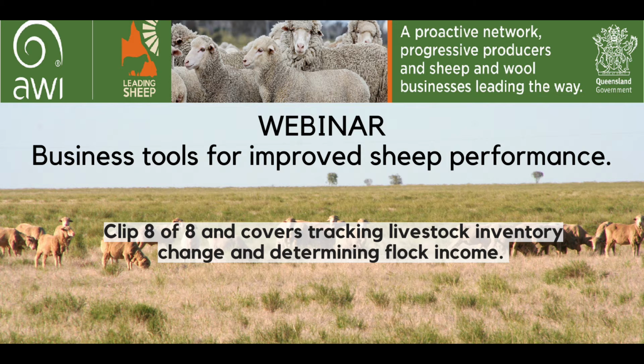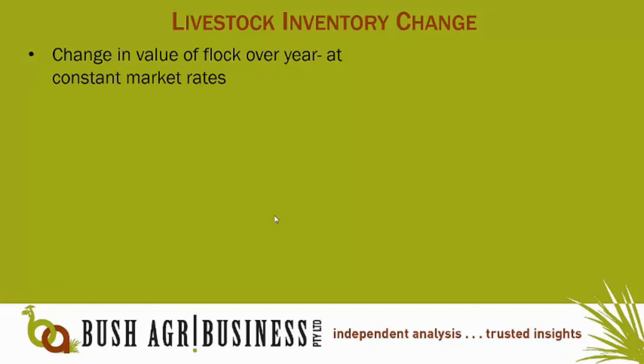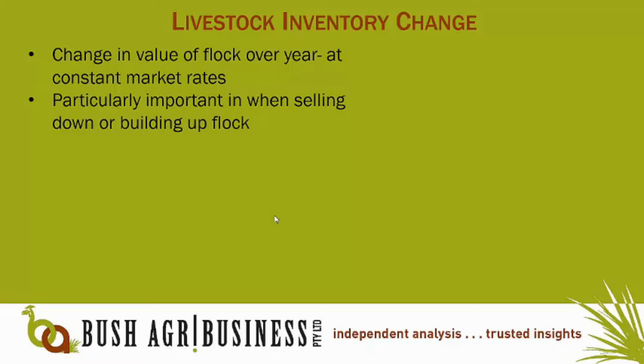This is clip 8 of 8 and covers tracking livestock inventory change and determining flock income. So the livestock inventory change looks at the change in the value of the flock over a year at constant market rates. So within a year we value them at the same value. We don't adjust for market through the year. Year to year we adjust for the market, but we want each year to be reflective of actual sales, actual purchases, and change in flock size and composition, not necessarily changes in the market.